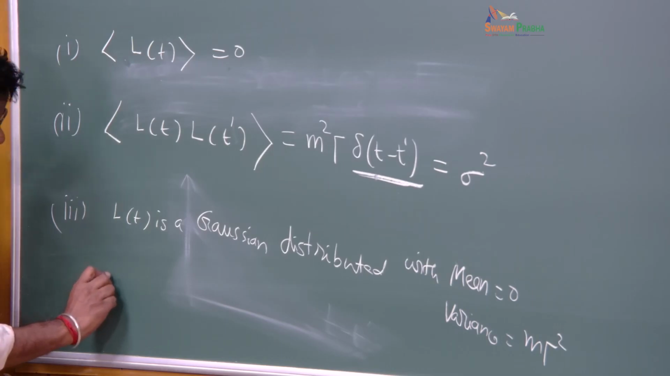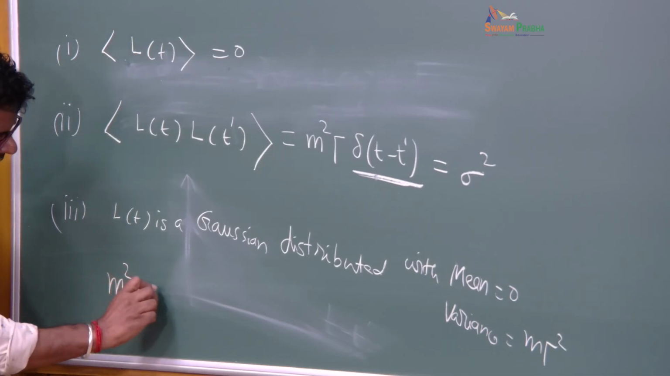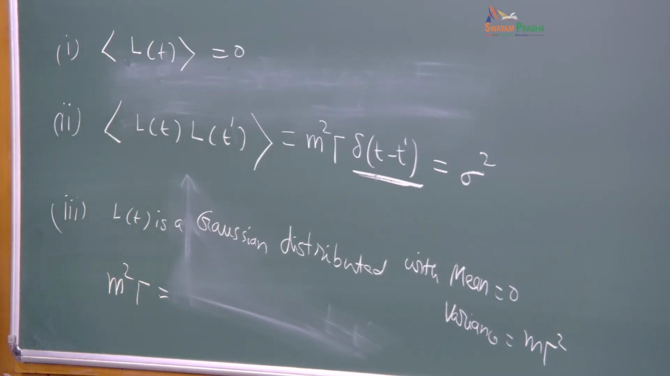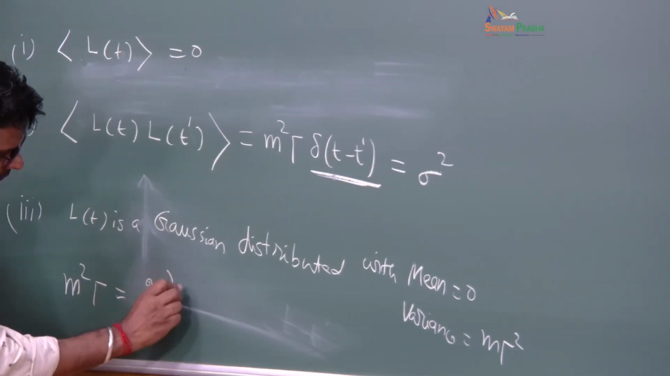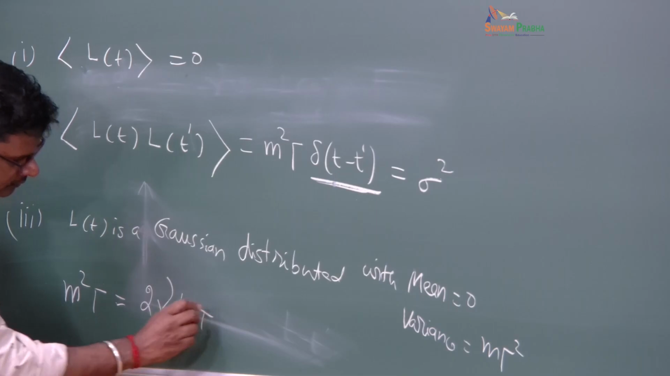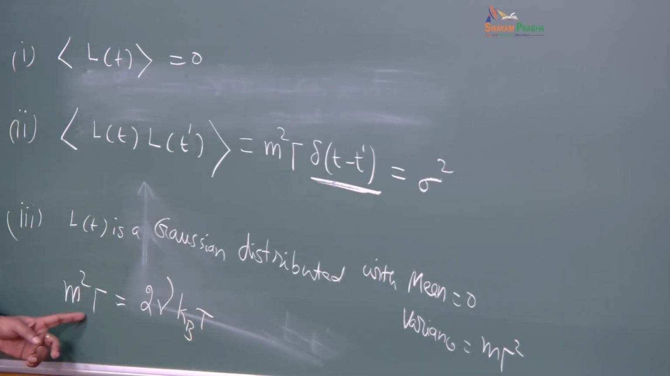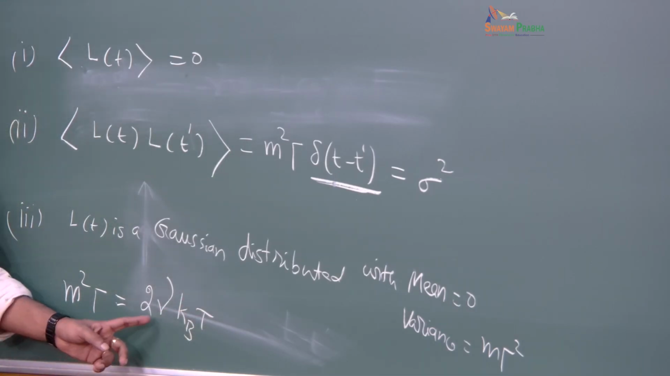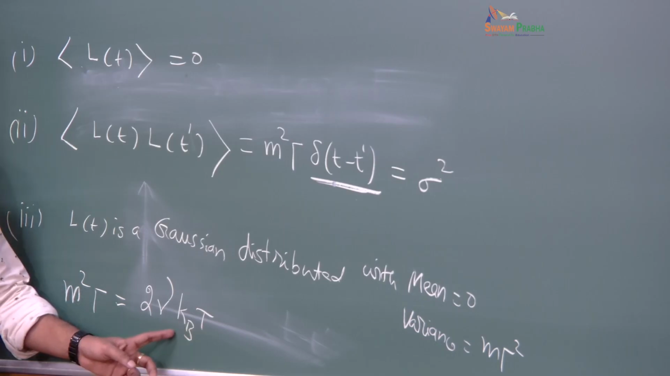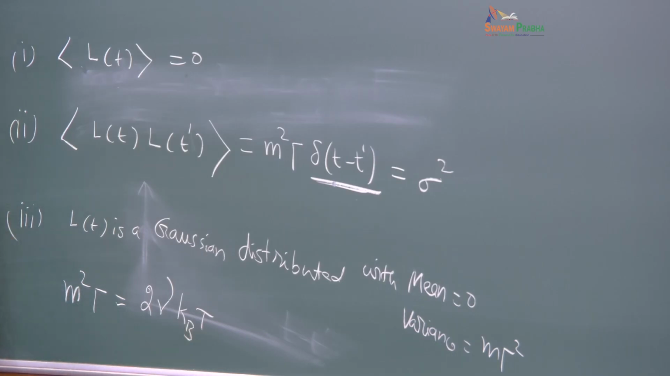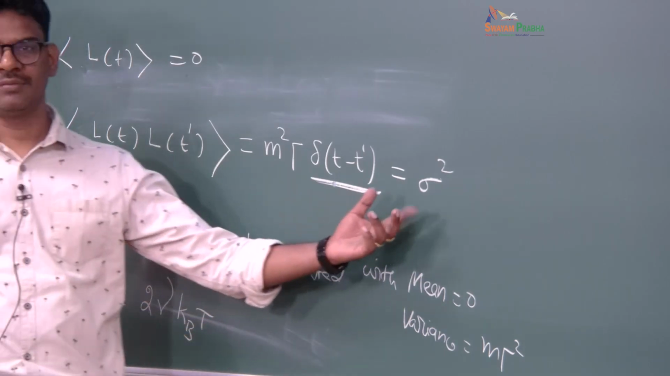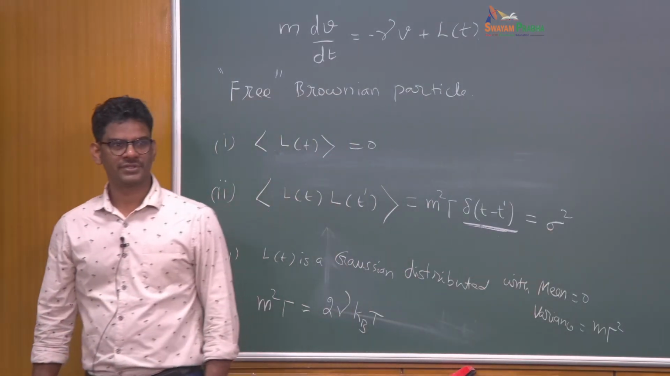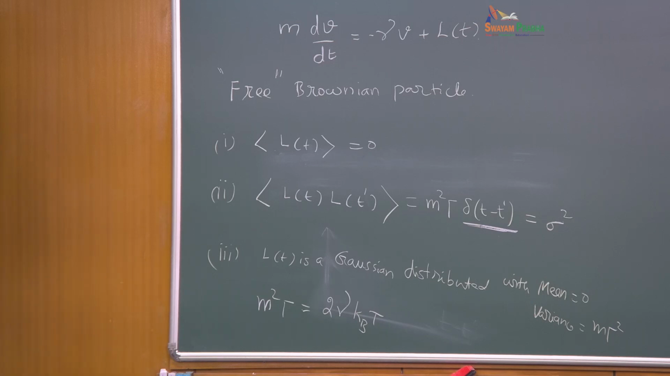Can anyone recall what m square gamma is? We showed that this gamma here is actually related to the friction coefficient and temperature via this. So it tells you the magnitude of the mean square random force.